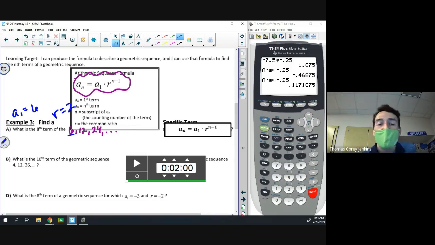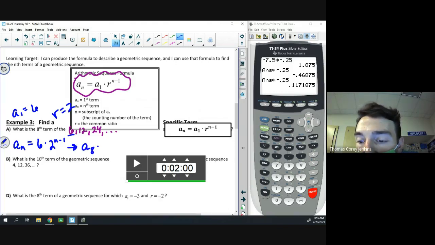So based on that, my explicit formula is going to be a sub n equals 6 times 2 to the power of n minus 1. And now we're going to use that to find a sub 8, which would be the 8th term in the sequence. So that would be 6 times 2. I'm not going to write 8 minus 1, I'm just going to write 7. So 6 times 2 to the 7th.